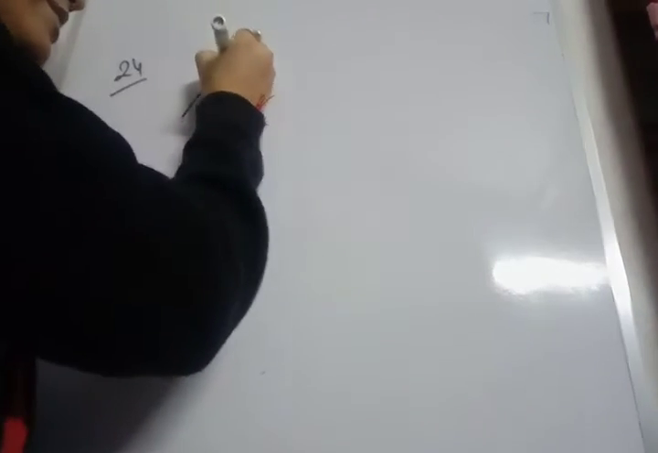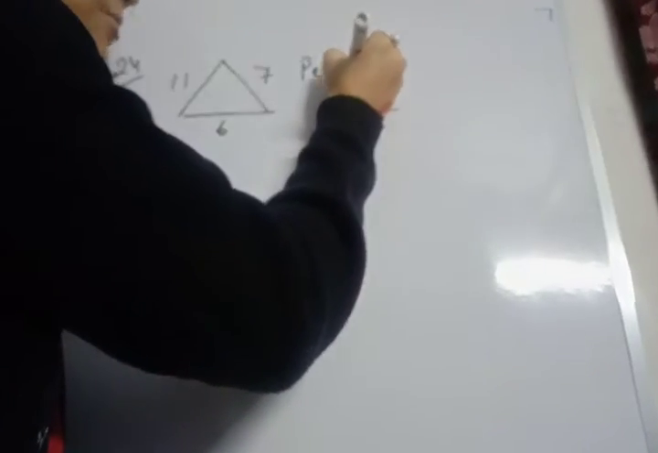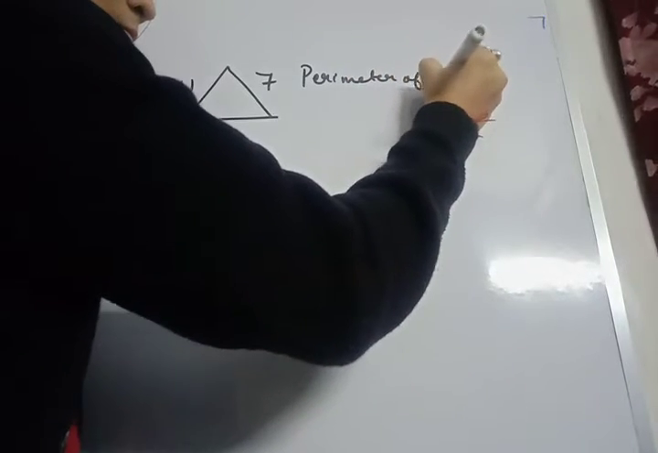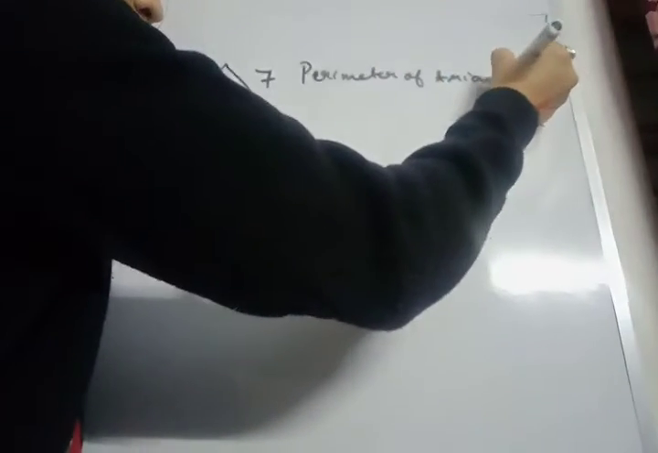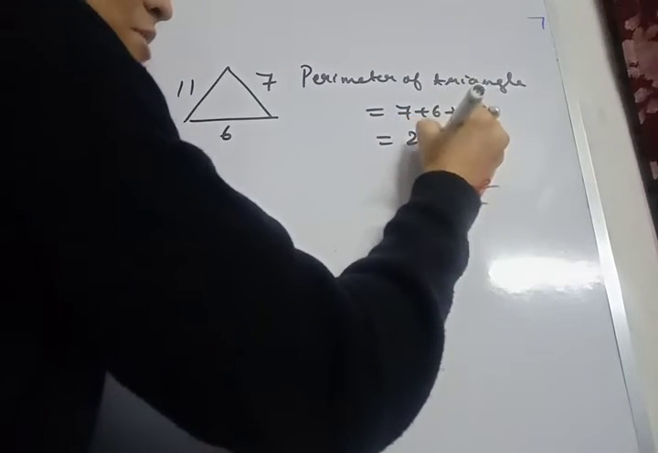Sum number 24. The question is, the three sides of a triangle are 6 centimeter, 7 centimeter and 11 centimeter respectively. Find the area of the square having equal perimeter of the triangle. So if I draw the triangle, these are the respective sides, 7, 6 and 11. So perimeter of triangle is how much? Is equal to sum of these three sides. So 7 plus 6 plus 11, which is equals to 24 centimeter.